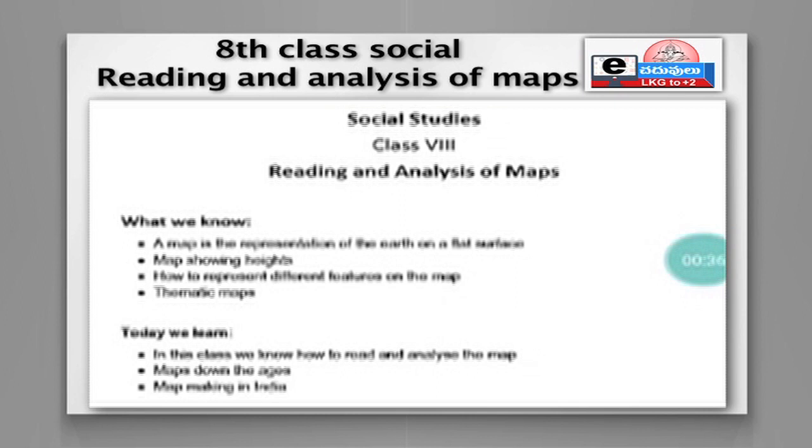In previous classes we have learnt already about a few maps, like maps showing heights and thematic maps, etc. And how to represent different features on the map also we have learned, like water bodies, mountains, plateaus, using different colors and symbols. Water bodies with blue color, mountains with brown, plateaus with light yellow. So in this way, different features on the map are shown with different colors.